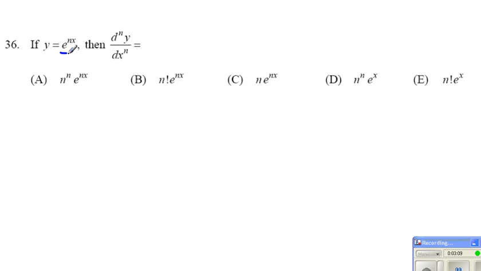Now how about this one? Notice e to the nx. Every time you take the derivative, e to the nx will stay the same, but the only portion that will be different is n. I mean, e to the nx, you take its derivative and simply leave n after each derivative. So we are doing this n number of times. So that's basically what will happen, which is choice A.